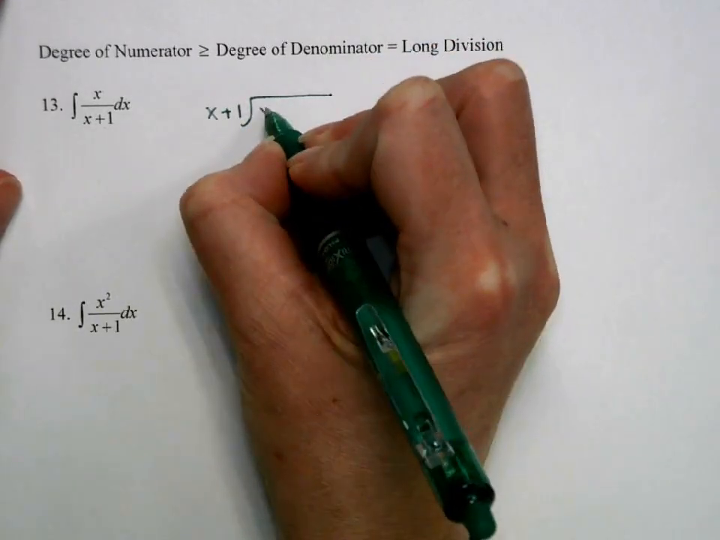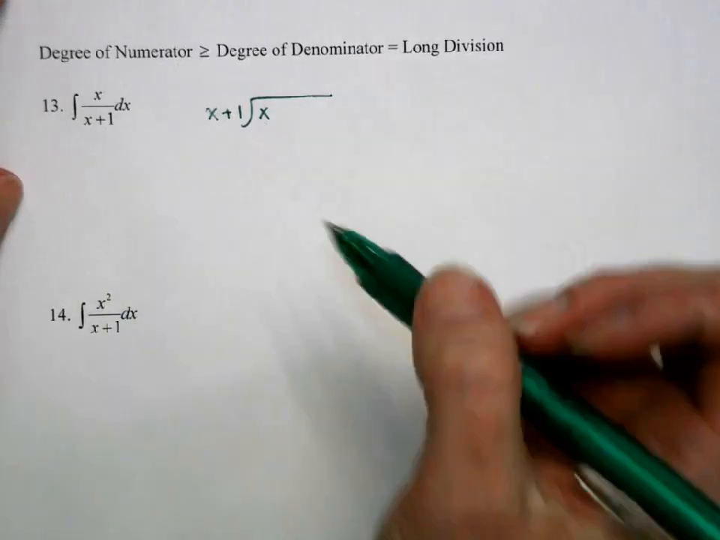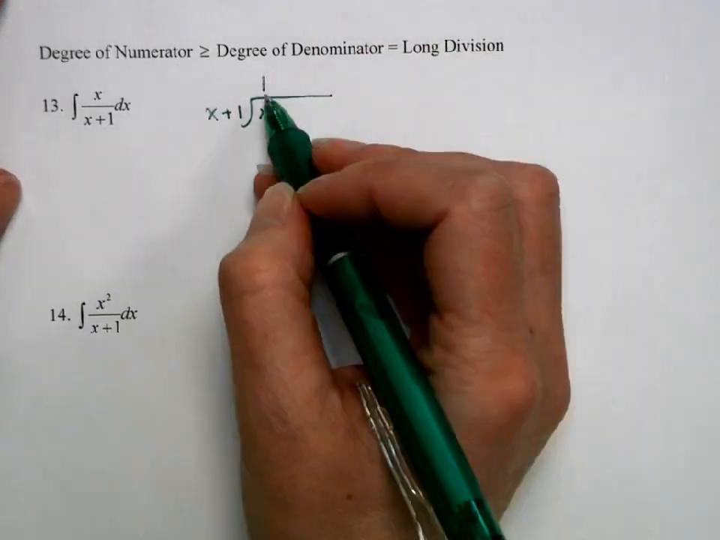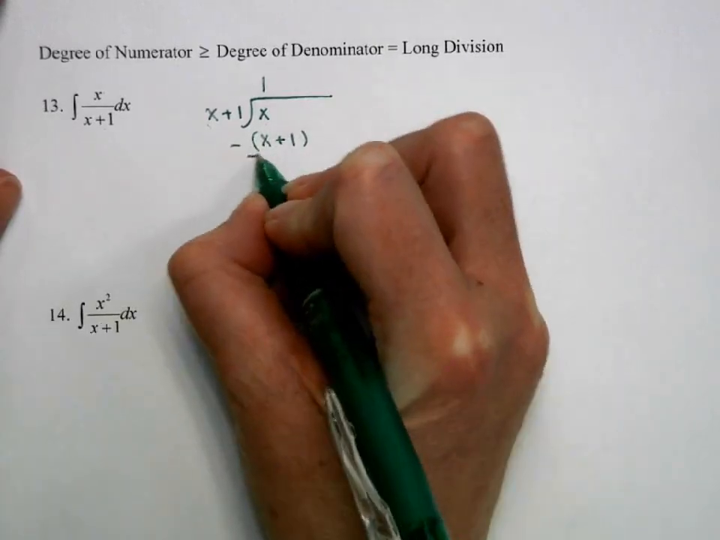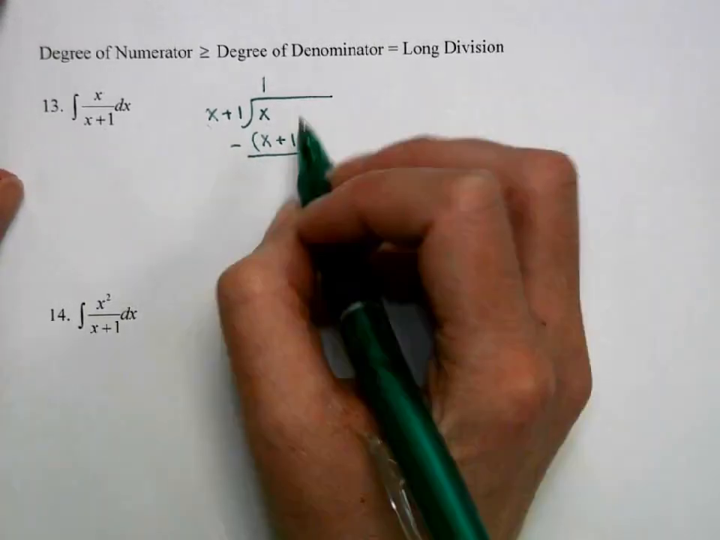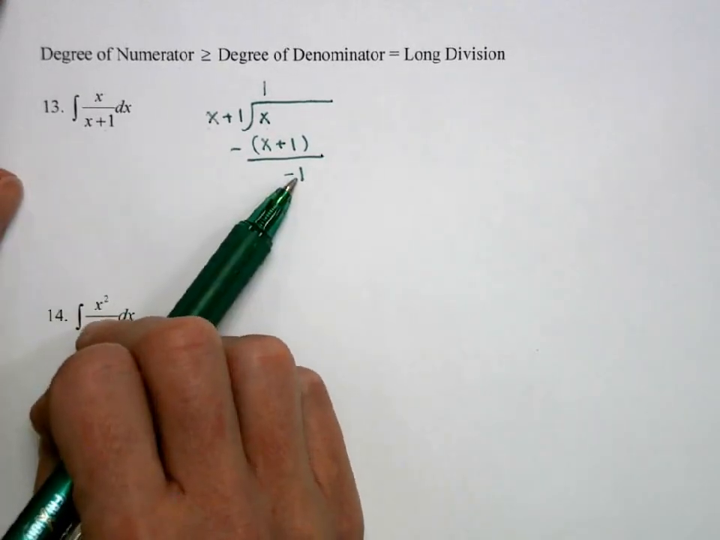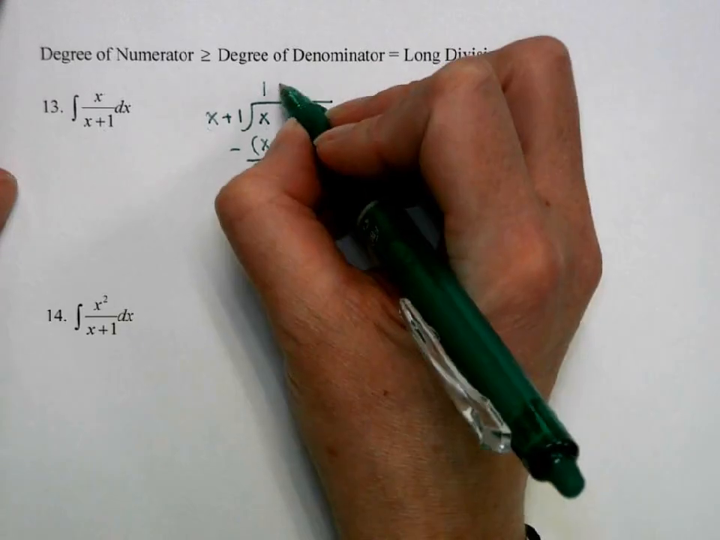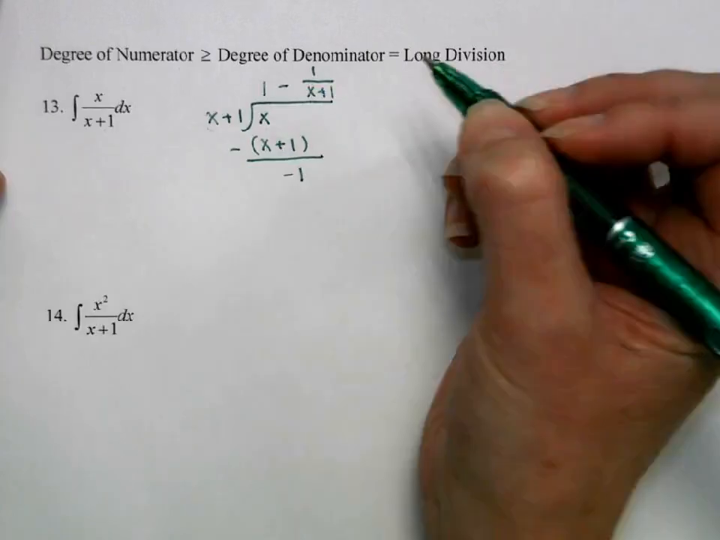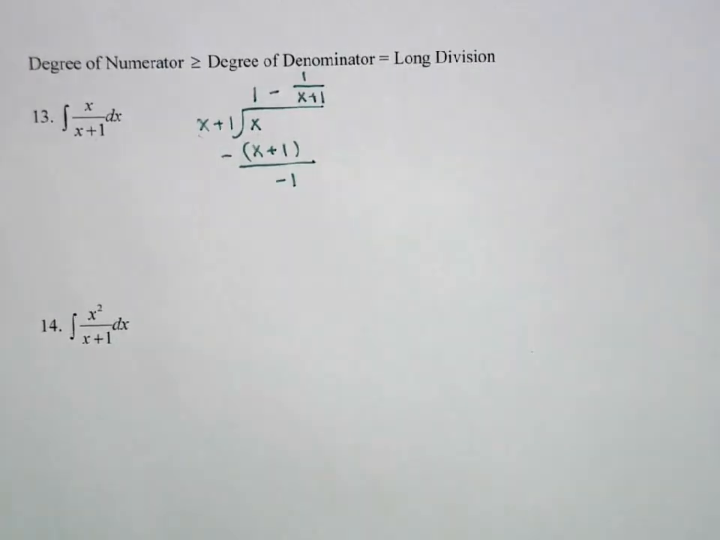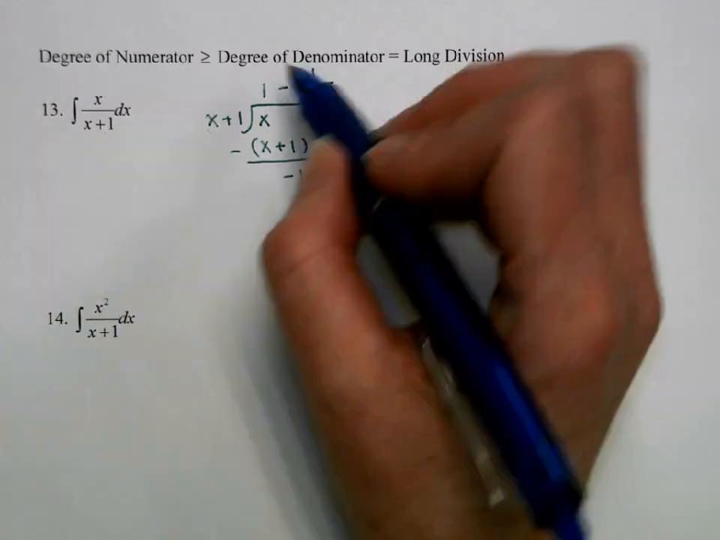So in long division, you look at what would I multiply this by to get this, and that would be a 1. Then we multiply down, and we subtract. x minus x is 0. 0 minus 1 is a negative 1. What would you multiply x by to get negative 1? Well, that's not going to happen. So we're going to have a remainder of minus 1 over x plus 1. We've done no calculus. We've just done algebra. But what we've created here is this is equivalent to this, and this I can easily integrate.